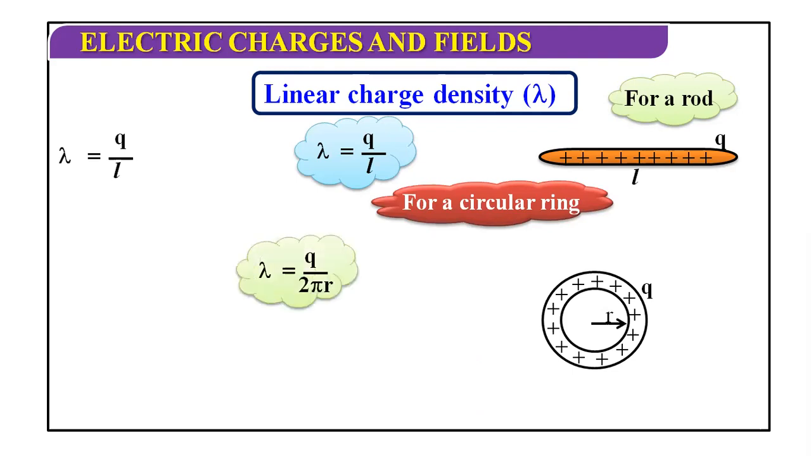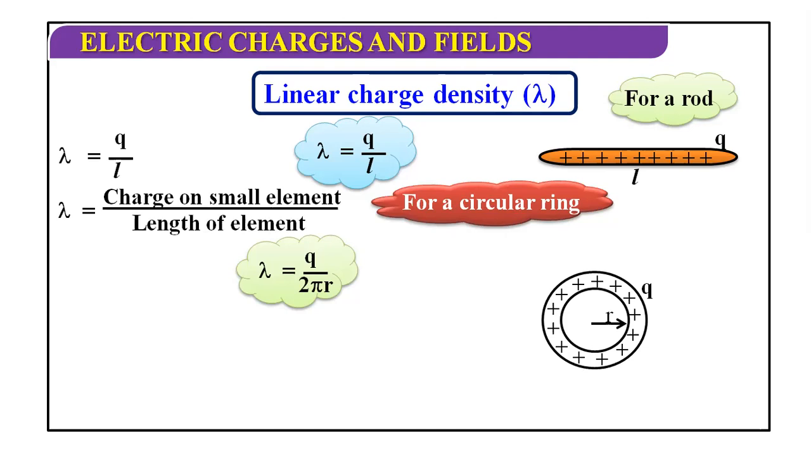So, linear charge density of a ring: initially it was a rod, now it is converted into a ring of radius small r. So lambda is equal to charge on a small element. This is a general definition. Lambda is equal to charge on a small element over the length of the element. So how can we write the charge on a small element?